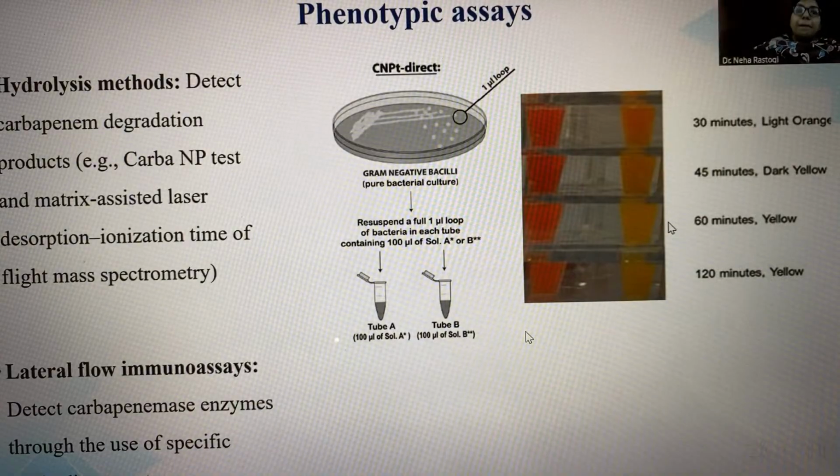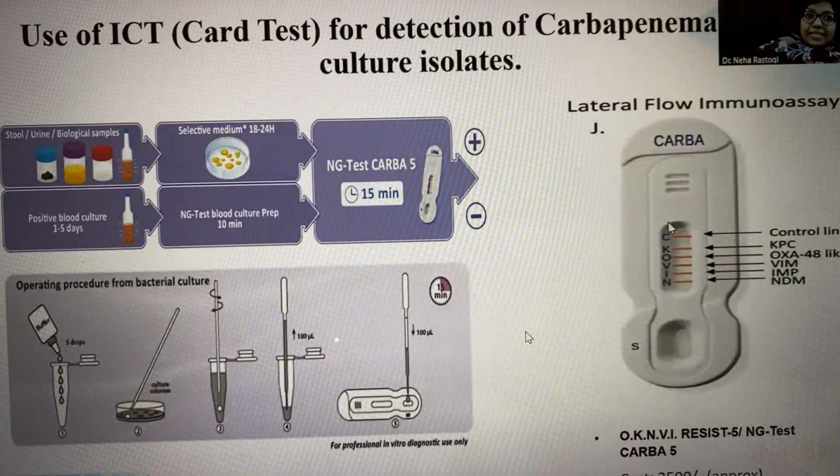And then you see a rapid set, whether a particular enzyme is present or not, and whether the carbapenem is getting digested. The others are ICT, or the immunochromatographic card tests, which are easily available and give rapid diagnostics at the bedside.